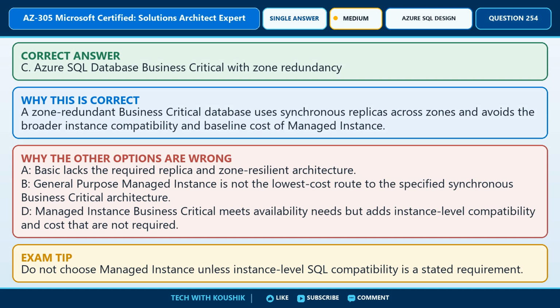A zone-redundant business-critical database uses synchronous replicas across zones and avoids the broader instance compatibility and baseline cost of managed instance. The alternatives can be eliminated because A, Basic lacks the required replica and zone-resilient architecture. B, General-purpose managed instance is not the lowest cost route to the specified synchronous business-critical architecture. D, Managed instance business-critical meets availability needs, but adds instance-level compatibility and costs that are not required. Keep this examination point in mind. Do not choose managed instance unless instance-level SQL compatibility is a stated requirement.